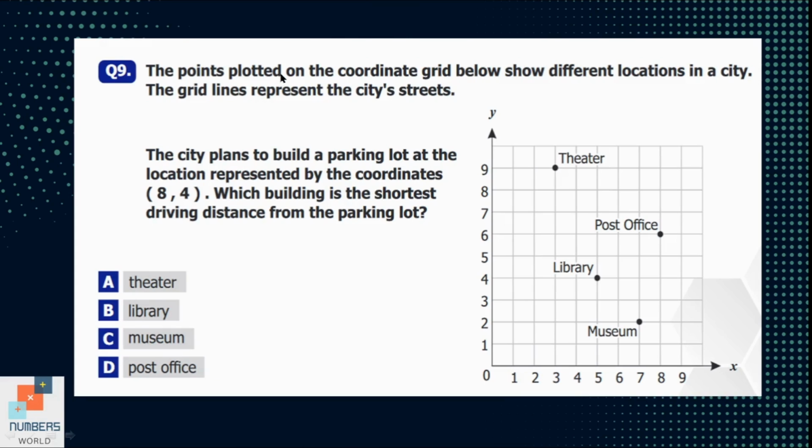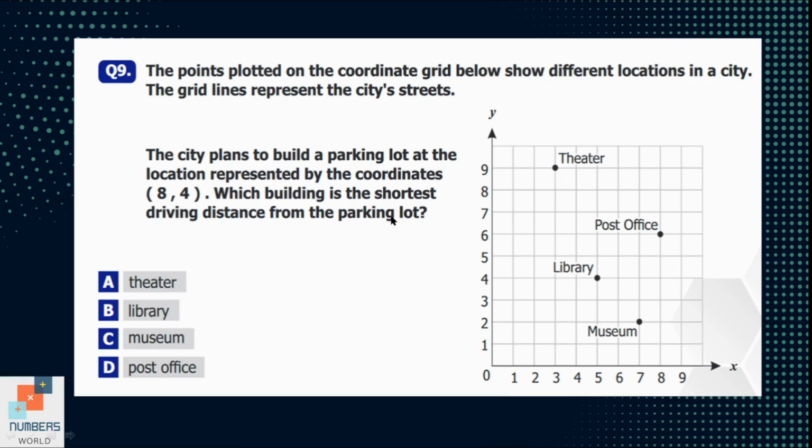Question number 9. The points plotted on the coordinate grid below show different locations in the city. The grid lines represent the city streets. The city plans to build a parking lot at the location represented by the coordinates 8 and 4. Which building is the shortest driving distance from the parking lot?